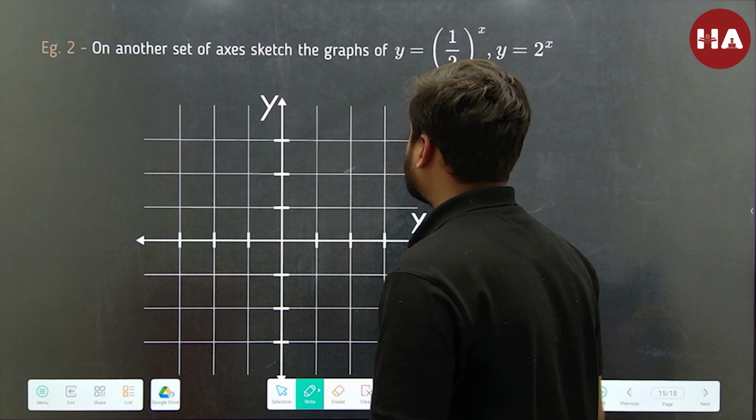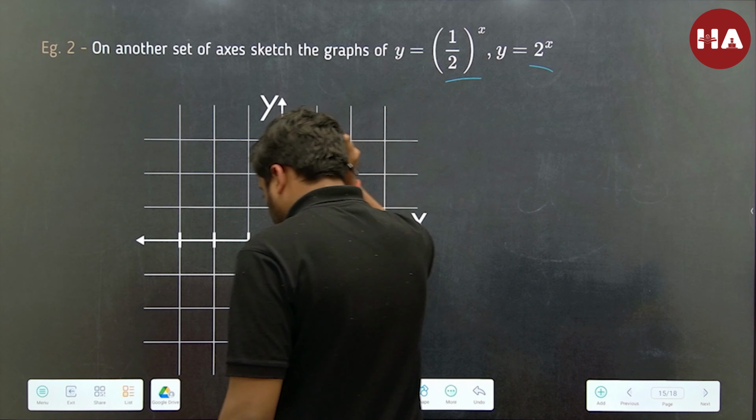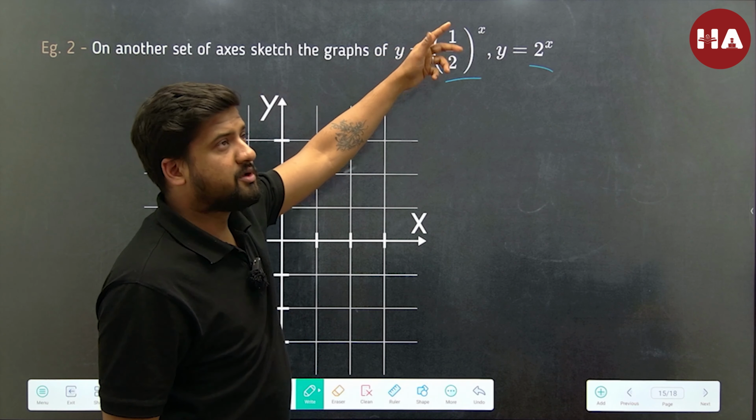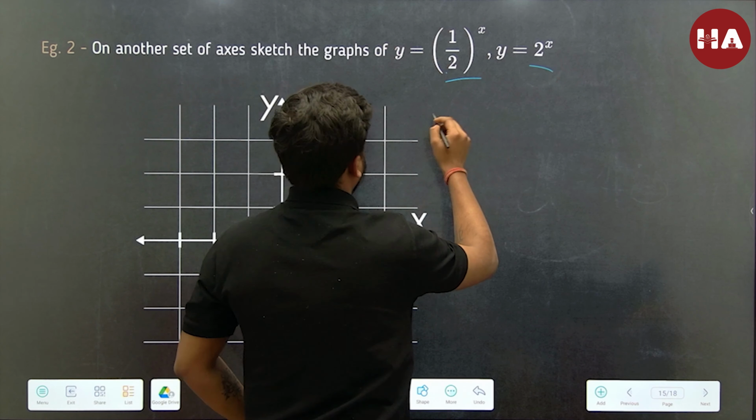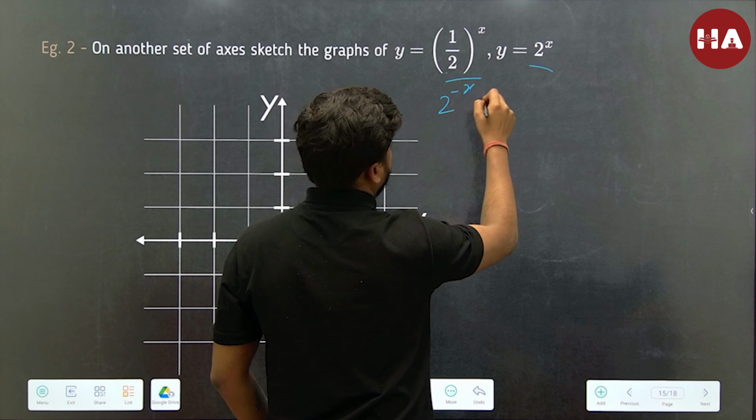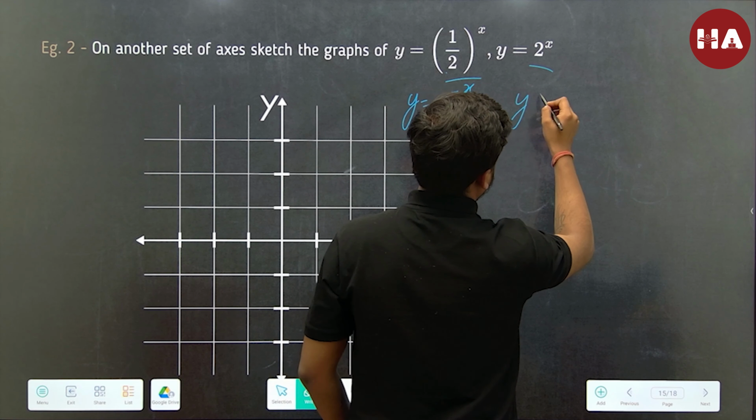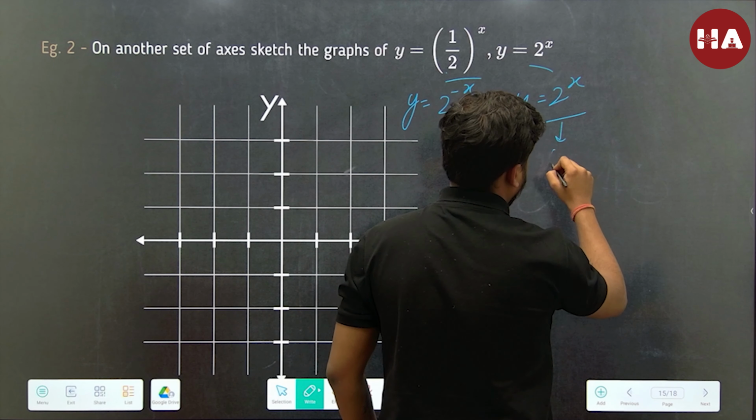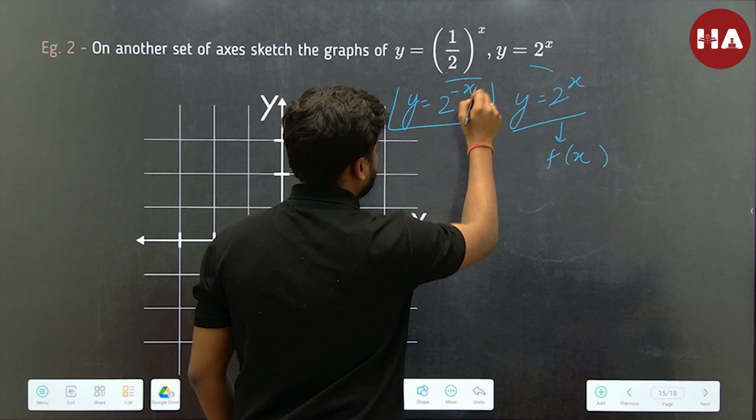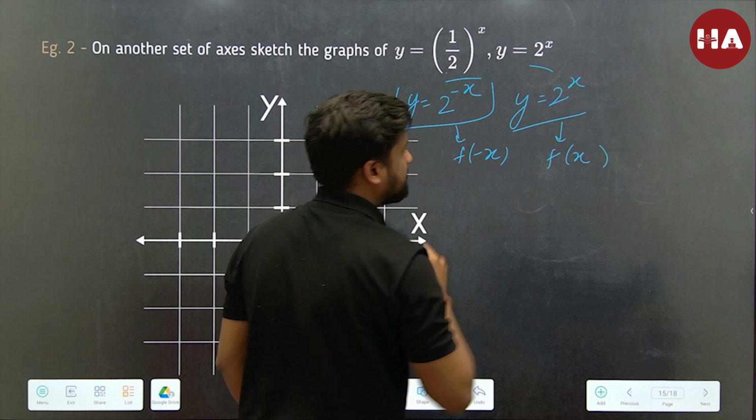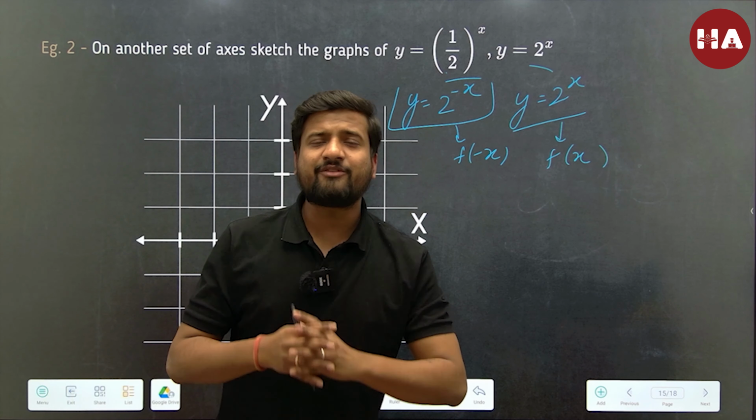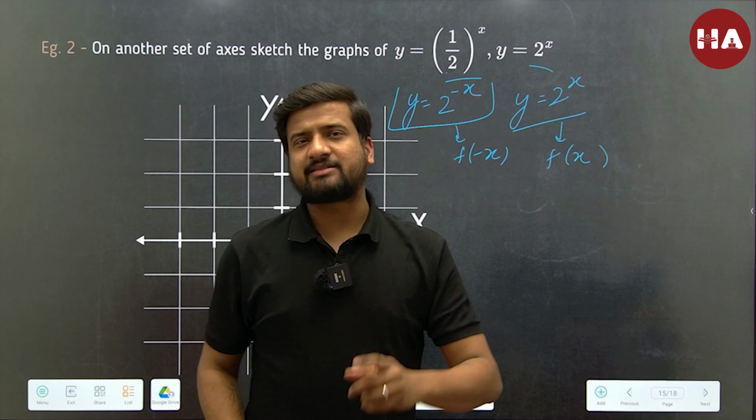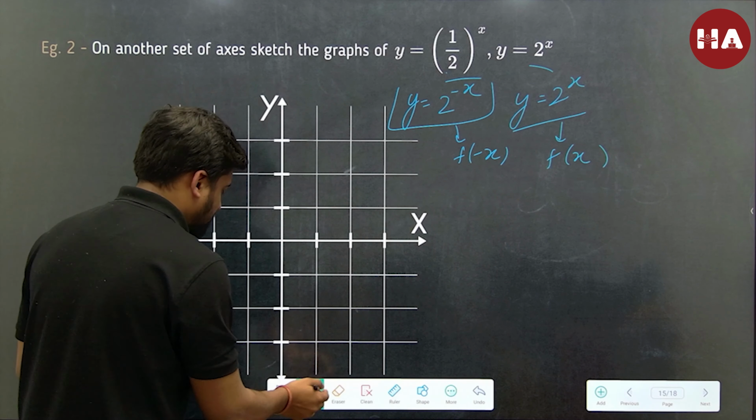On another set of axes, sketch the graph of... All right. But before we do that, let me just switch them up. If I do the reciprocal of this, what will I get? 2 to the power minus x, and this is the graph of y equals 2 to the power x. See, if this is the graph of f of x, isn't this f of minus x? Yes. And what was the condition when we had to draw the graph of f of minus x? Just take the reflection in y axis. Very good. So let's draw the graph of 2 to the power x first.